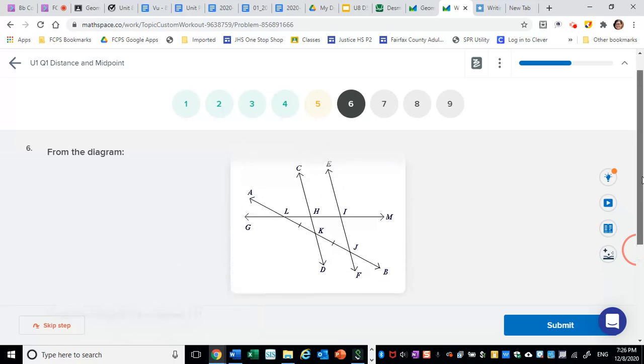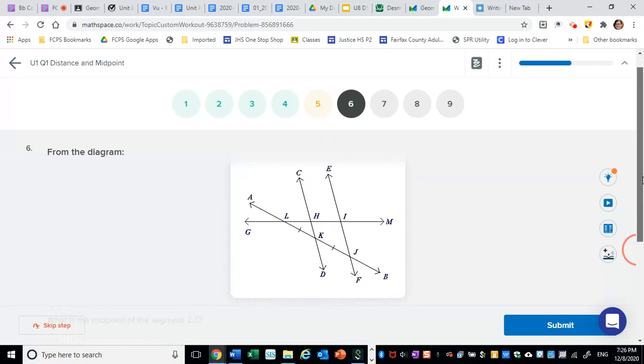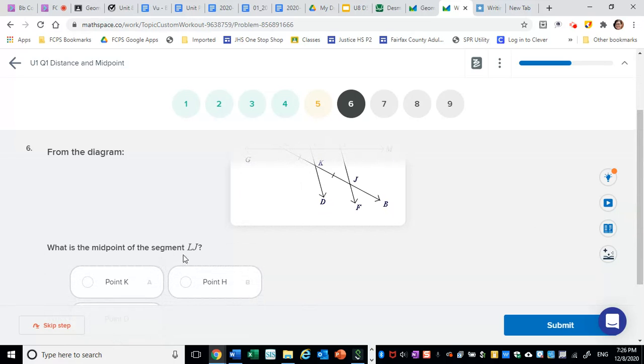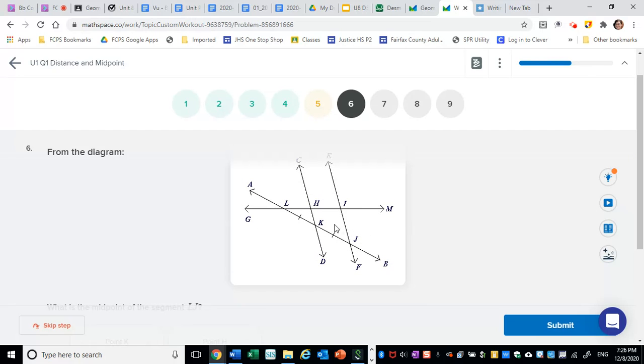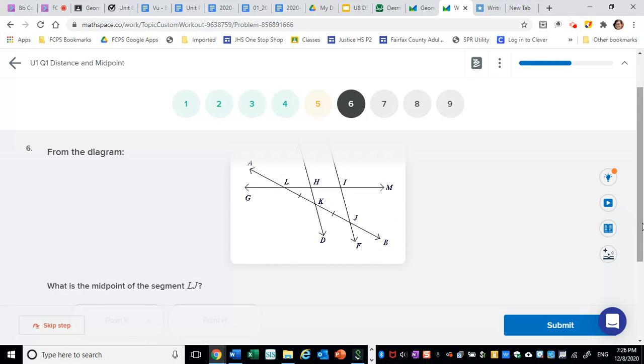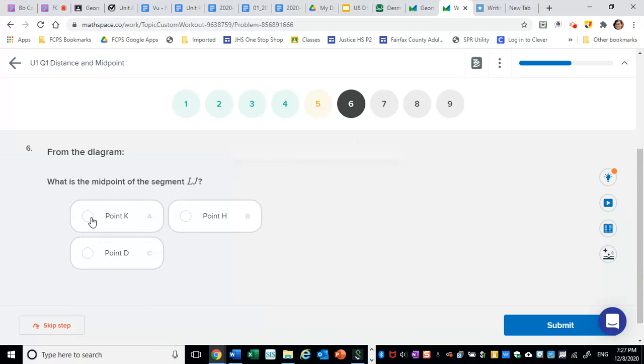Okay. All right, 6 from the diagram. So you have, what is the midpoint of segment LJ? LJ, right? So where's LJ? LJ is this one, right? So it is this segment equal to this segment, and that means K is in the middle. So that means point K, right? Point K here. So the first answer is point K. And then submit.